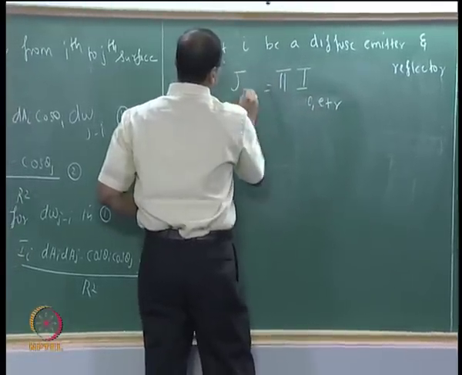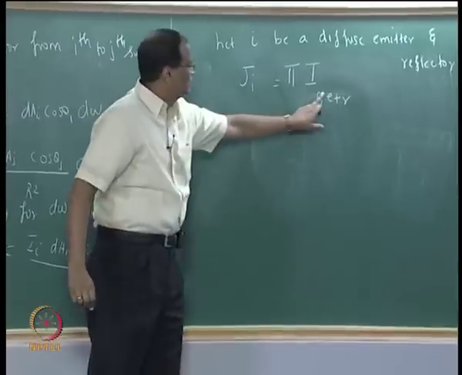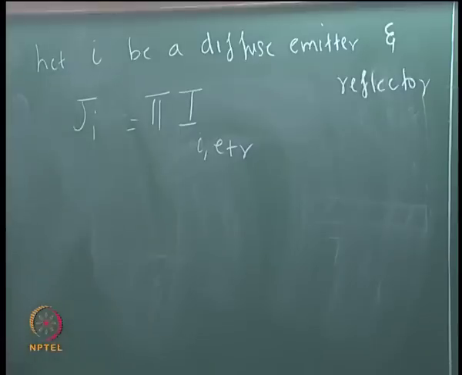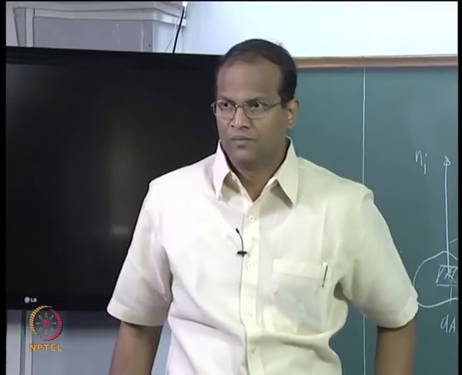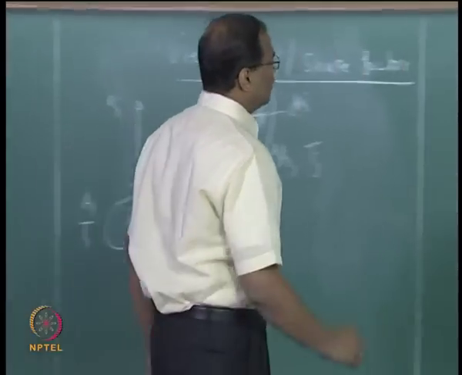To make it clear, this I call Ji. Did I define this? J is called the radiosity. Have you defined this earlier? I am introducing a new term in today's class. J is called the radiosity.